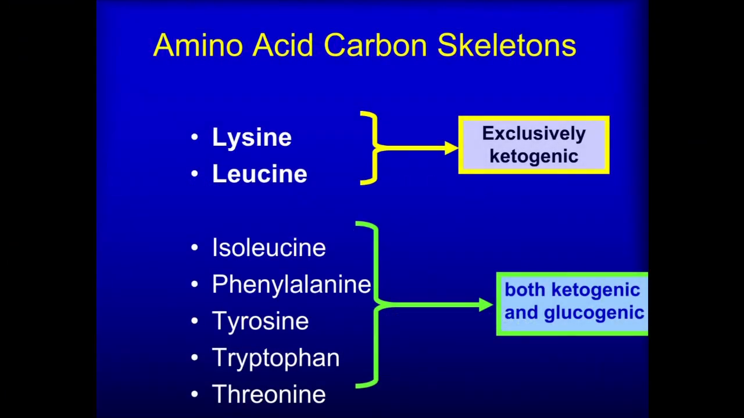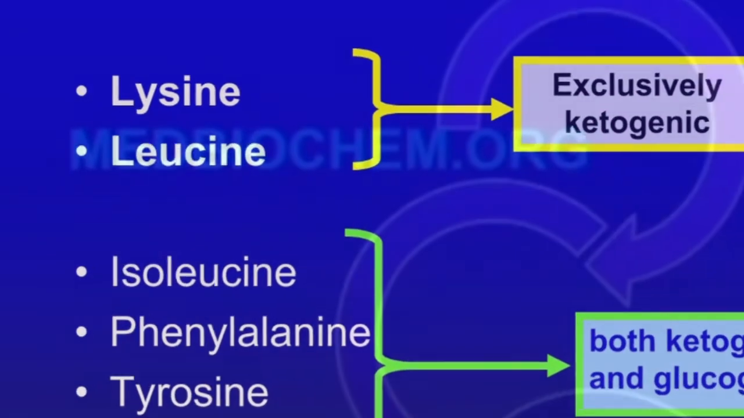And finally, here's a summary of amino acid carbon skeletons. Lysine and leucine are strictly ketogenic, while isoleucine, phenylalanine, tyrosine, tryptophan, and threonine are both ketogenic and glucogenic, meaning that they can be metabolized in two distinct ways. All the remaining amino acids not on this slide are strictly glucogenic.